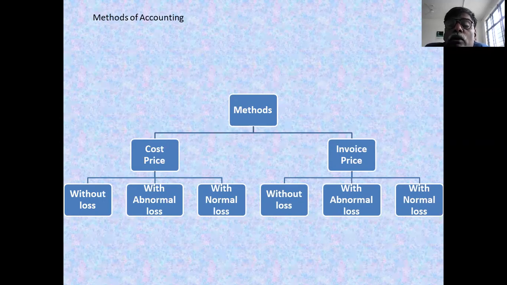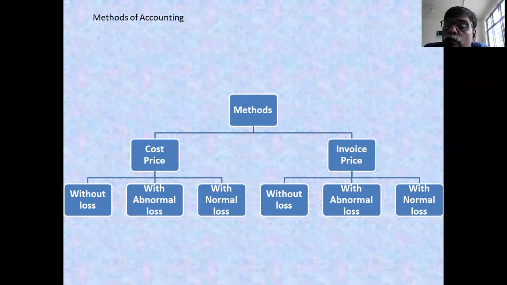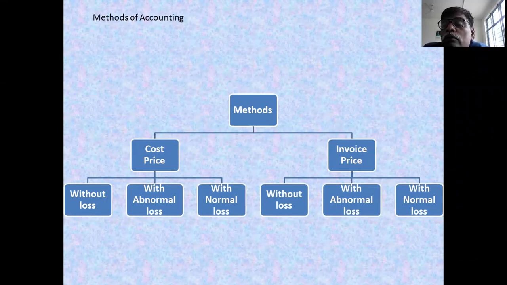And regarding the abnormal loss, abnormal loss is the loss which is controllable. The loss which you can control, that loss is called abnormal loss. For example, the loss due to theft. Your watchman was dozing or went to sleep in the night and thieves came and carried some goods.